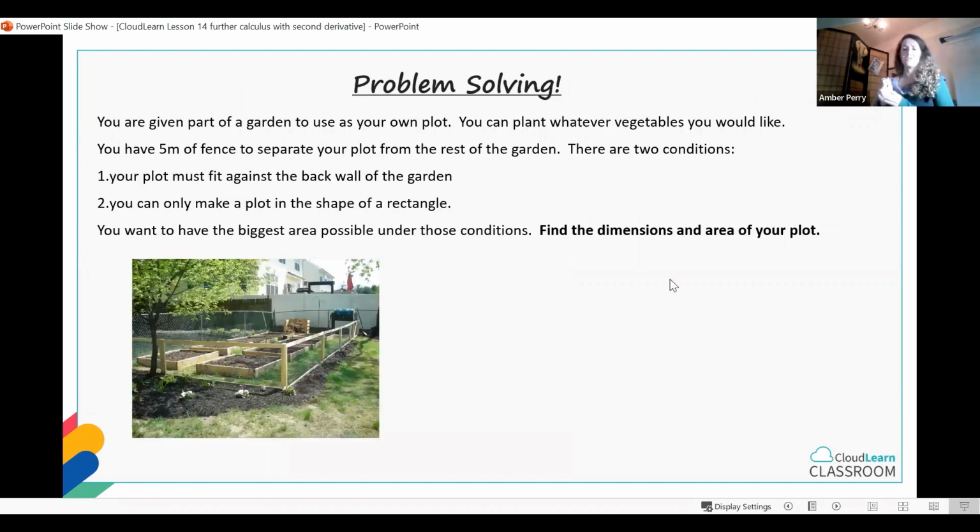And I don't know if we have time to do this. I will have a quick go at doing this. I wanted to just put one example of problem solving in. So why is this useful? I want to just quickly do this example so you can see. Imagine you're given a part of the garden to use as your vegetable growing plot.